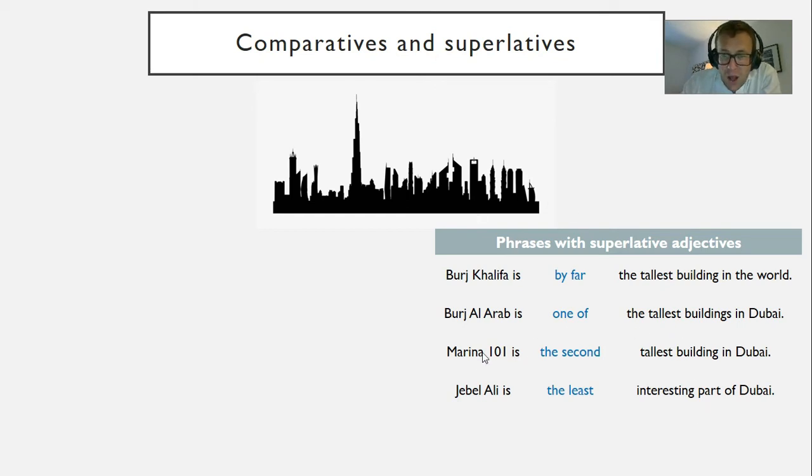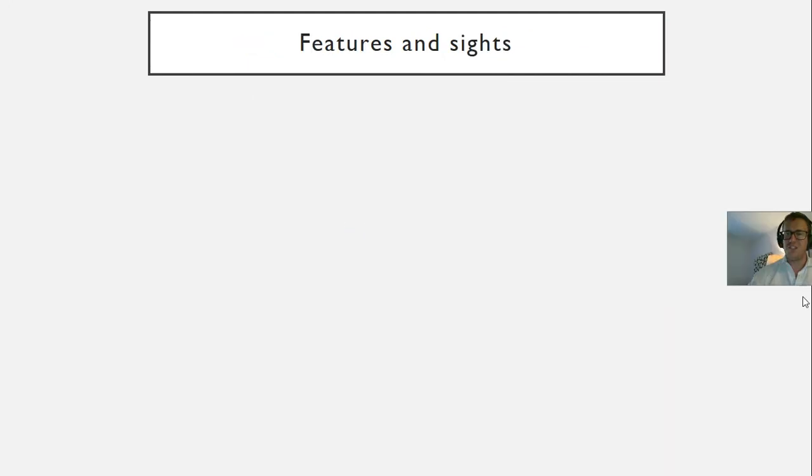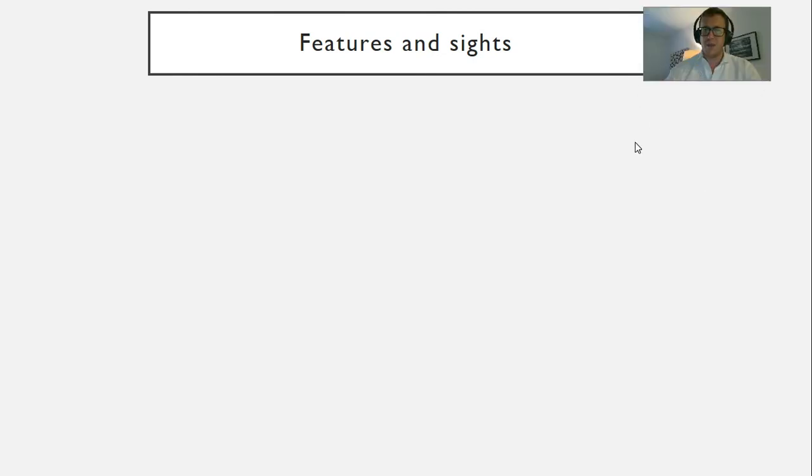Marina 101, which is in Dubai Marina, I don't know if it's on this picture, but it is the second tallest building in Dubai. So you can give the actual position of how tall it is. And then for least, it means the opposite of most. Jebel Ali is the least interesting part of Dubai. Okay, so try to remember these phrases just to give a bit more information when you're describing something. Now we'll do language of features and sites.